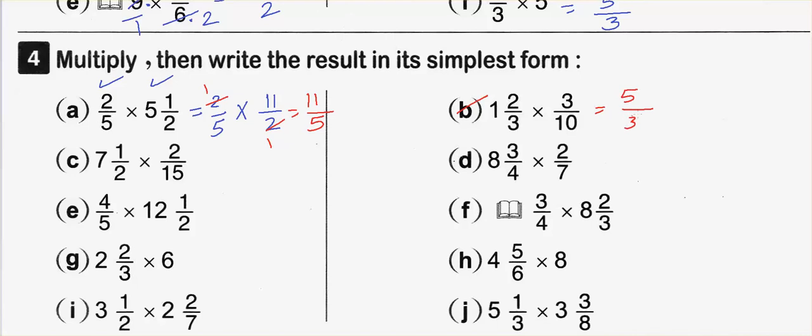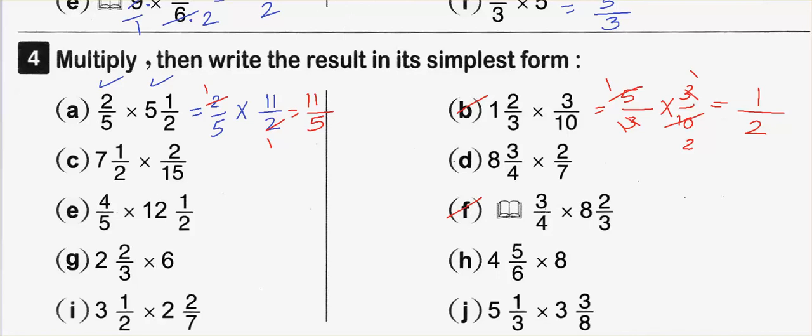5 over 3 times 3 over 10. 3 divided by 3 is 1. 5 and 10, we can divide by 5 up and down. 5 divided by 5 is 1. 10 divided by 5 equals 2. 1 times 1 equals 1. 1 times 2 equals 2.